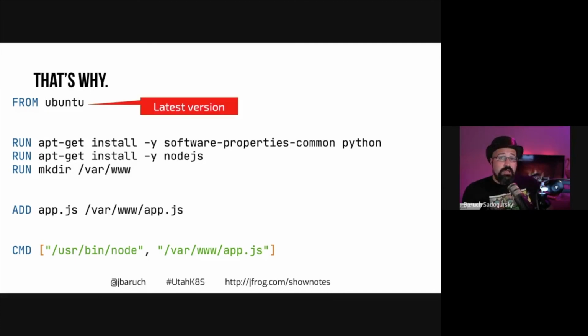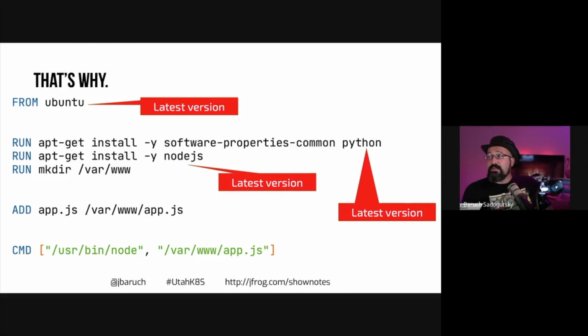And it's bad because this is the latest version. Every time you rebuild, you might get a different version of Ubuntu. This is the latest version. Same with Node, same with Python, and even the dependency on your application is of the latest version. Your application might change as well, and you might end up with a different image. So if you're going to rebuild this image for each and every environment, you might very well end up with a different image in production than the one that you actually wrote and tested.